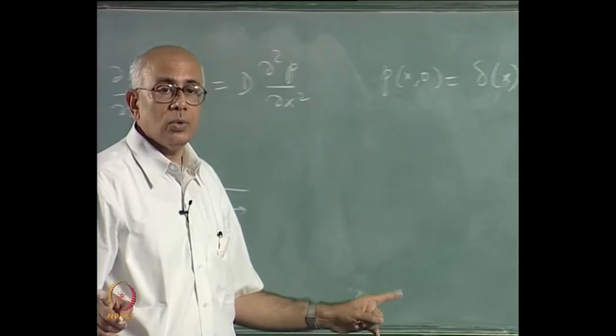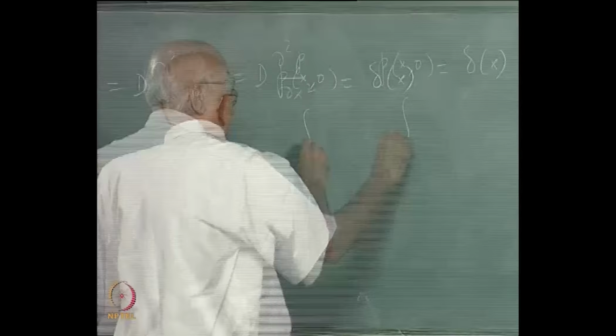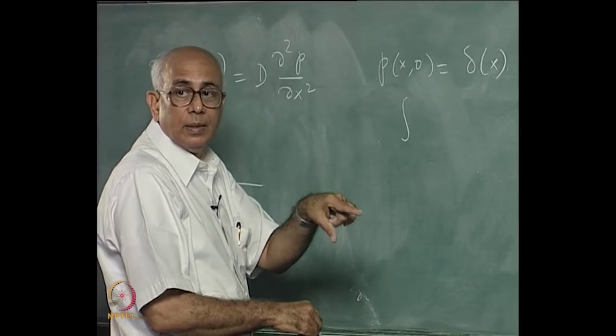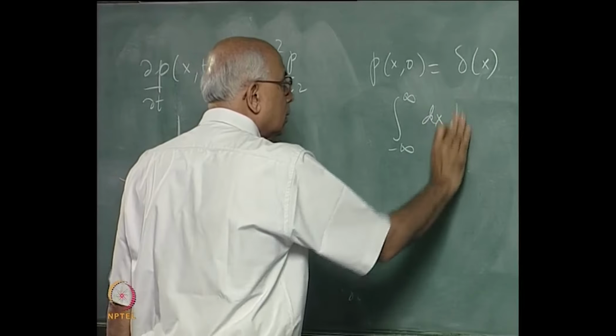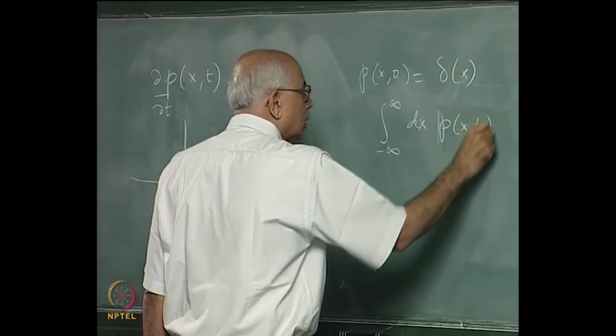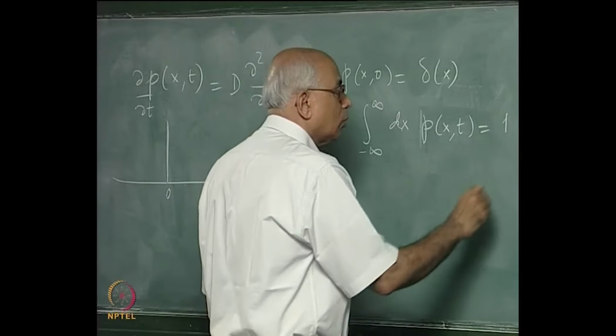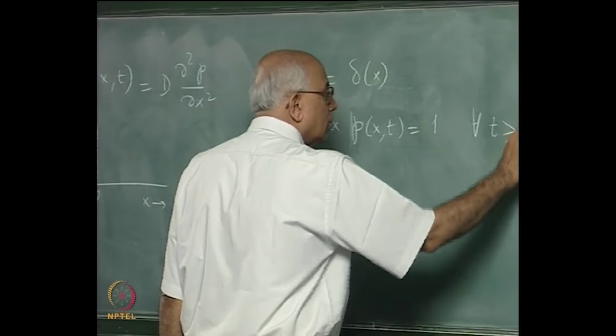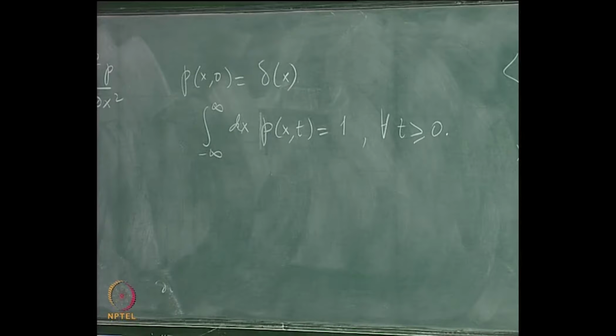What are the boundary conditions you would like to put? Well, I would certainly like to have the total concentration be finite, and the equivalent of that here is the integral from minus infinity to infinity dx of P of x comma t equal to a finite quantity, and if it is a probability density function then it is equal to 1 for any t greater than or equal to 0. I would certainly like to normalize this probability. So it should be some non-negative function whose total area under the curve is unity and which starts as a delta function at t equal to 0.